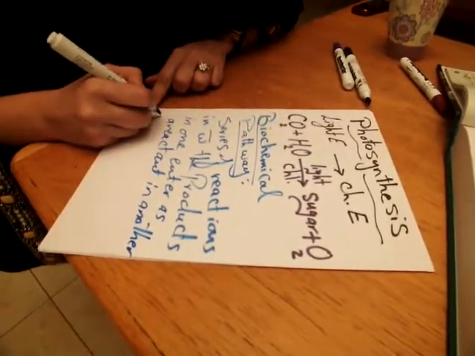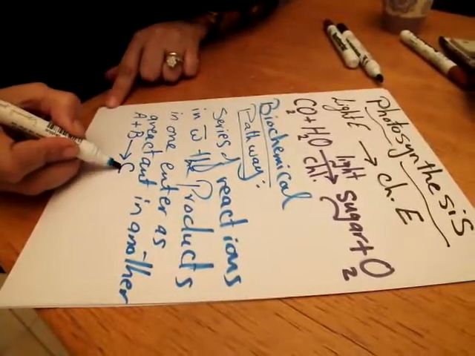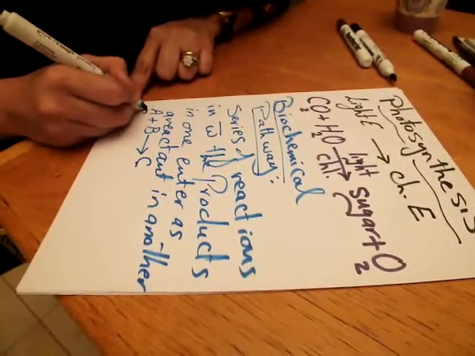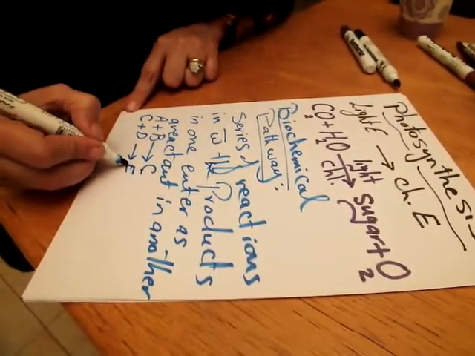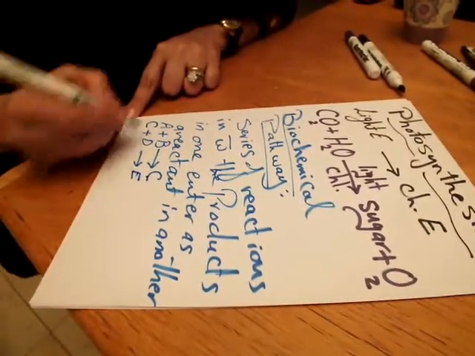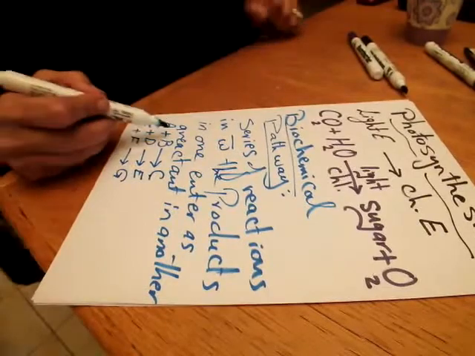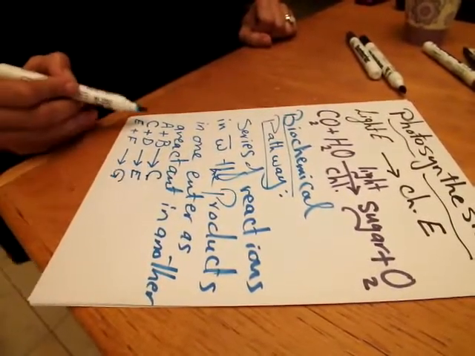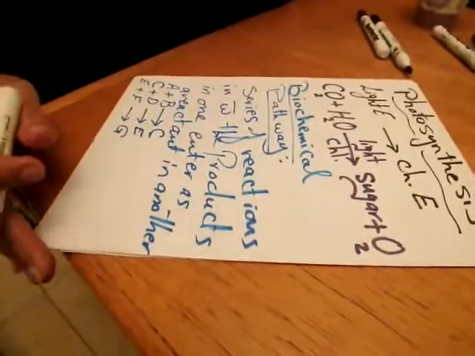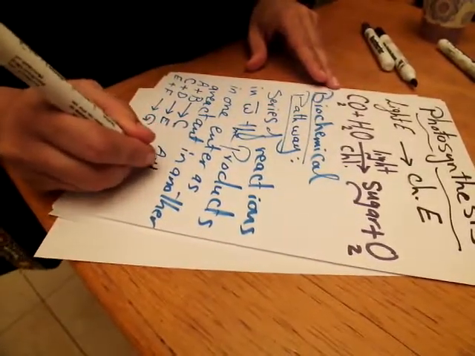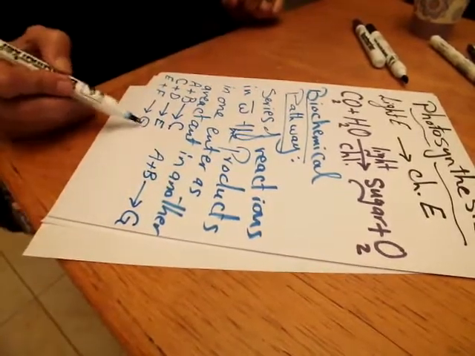For example, if A plus B gives C, and then we take the product of this reaction, which is C, and it enters as a reactant in another reaction, C plus D gives E. And then the product of this reaction enters as a reactant in the next. So E plus F gives G, and so on. This is called biochemical pathway. It is a series of reactions in which the product in one enters as a reactant in another. This is the overall reaction, as if I say that A plus B gives G: the very starting reactant and the very last product, okay?